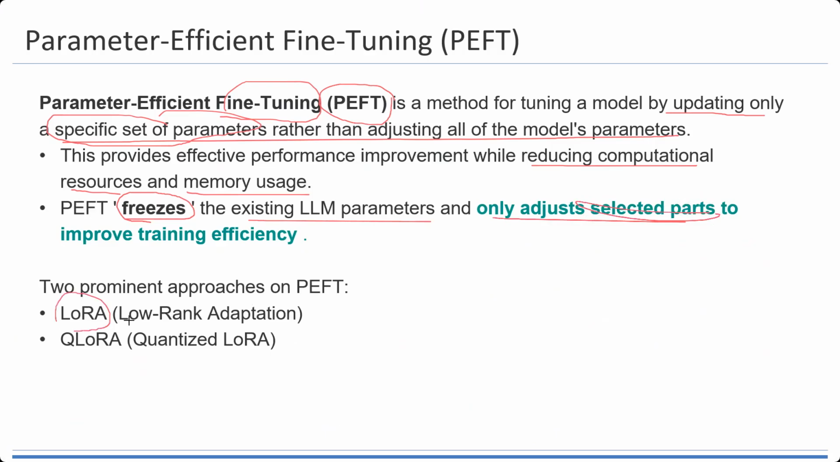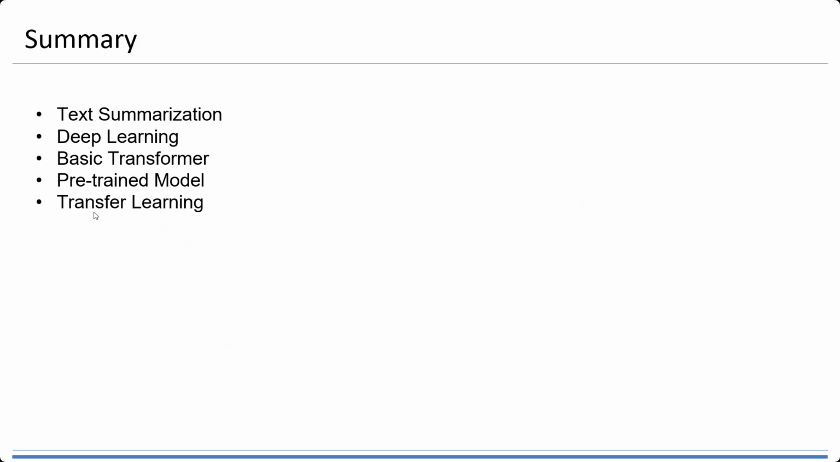So we learn about LoRA, low rank adaptation, and QLoRA. Okay, I think that's all.